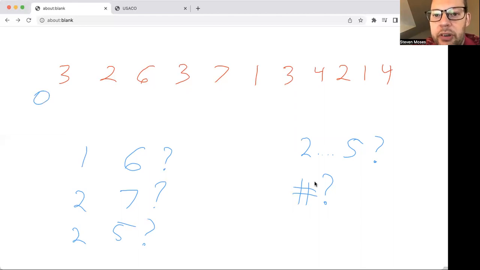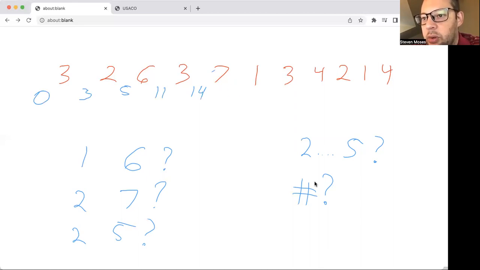So at the beginning, we start at 0. And then after adding the 3, our total would be 3, because 0 plus 3 is 3. After adding the 2, our total is going to be 5. After adding the 6, our total is 11. After adding the 3, our total would be 14. And what we're going to do is we're just going to keep adding the numbers as we go.